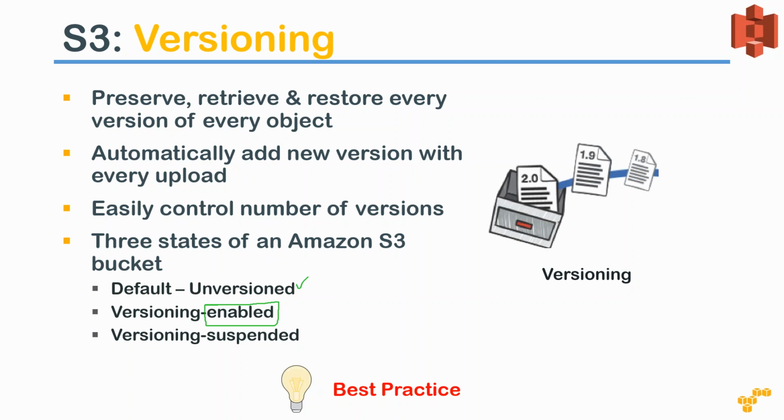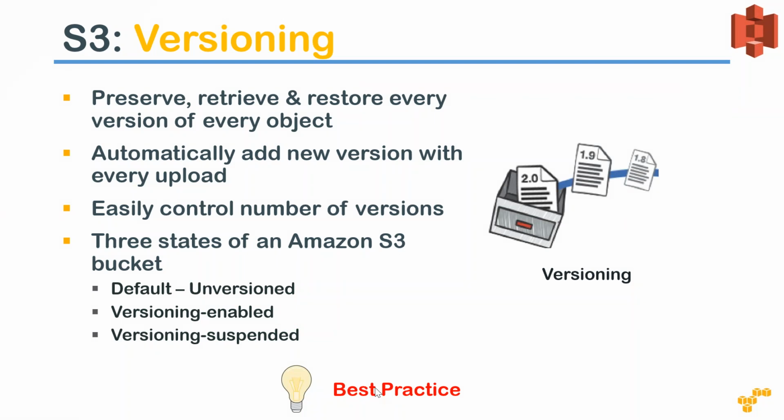And after some time you may say that you don't want versioning anymore because it is too costly for you, or it is not necessary. Then what you can do is go ahead and suspend the versioning. You cannot disable it. There is an exam related question here definitely. Once you enable versioning, there is no disable. You can only suspend the versioning after that. So you go ahead and suspend it, and after that versioning stops from that point onwards. So that is the versioning part.